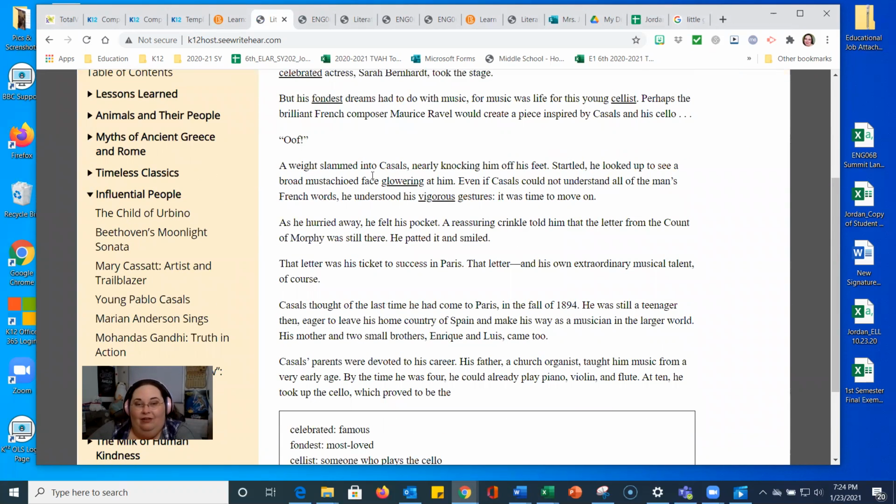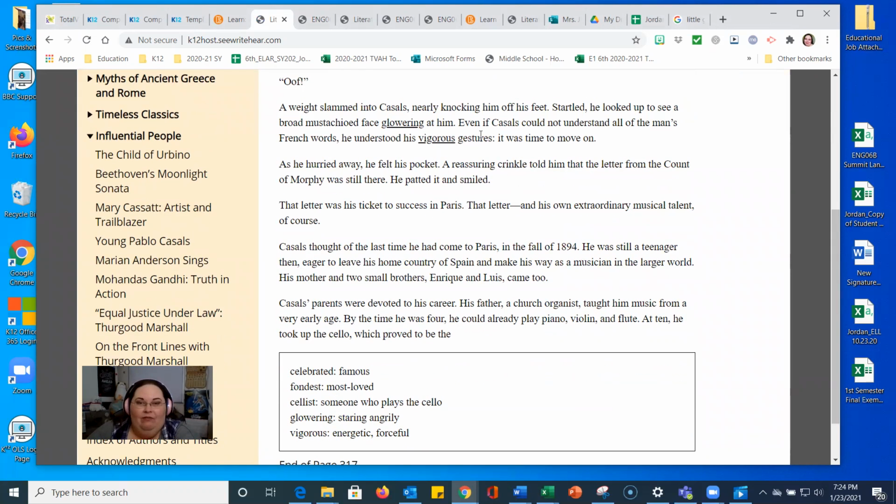A weight slammed into Casals, nearly knocking him off his feet. Startled, he looked up to see a broad, mustachioed face glowering at him, and that means staring angrily. Even if Casals could not understand all of the man's French words, he understood his vigorous gestures. Vigorous is energetic and forceful. It was time to move on. As he hurried away, he felt his pocket. A reassuring crinkle told him that the letter from the Count of Morphy was still there. He patted it and smiled. That letter was the ticket to success in Paris. That letter and his own extraordinary musical talent, of course.